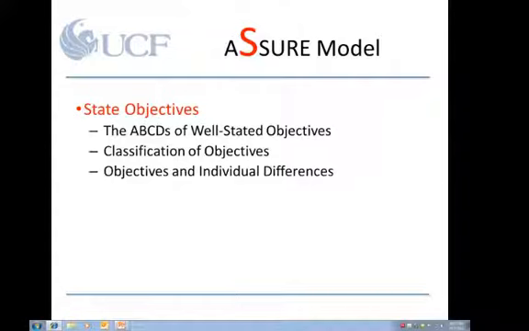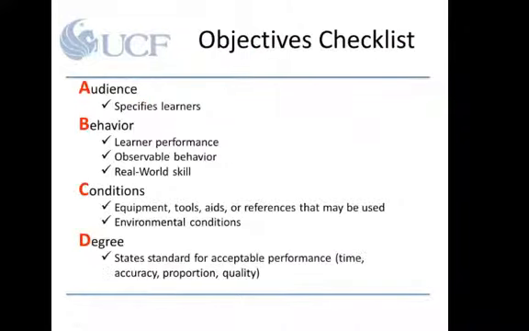So for stating objectives, we need to look at the ABCDs of well-stated objectives. And this is something you'll explore in instructional design and continue the discussion in instructional development and other courses. But we need to have a clear audience and a clearly defined, observable behavior. We'll look at some of these in a little bit. The classifications of objectives, which we'll look at, and then objectives and individual differences.